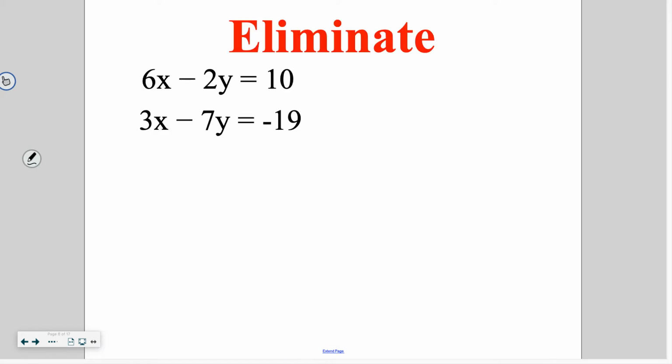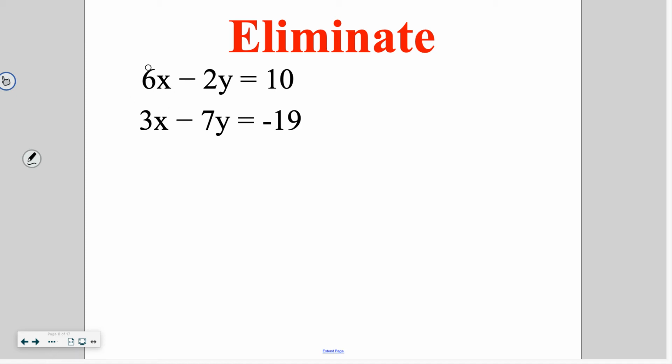Now we're going to talk about what happens if we don't have something that matches, because not every equation is going to start with matching pieces. So in this case, we've got 6x minus 2y is equal to 10, and 3x minus 7y is equal to 19. None of our variables match right now, but we can modify our equations to make them match.